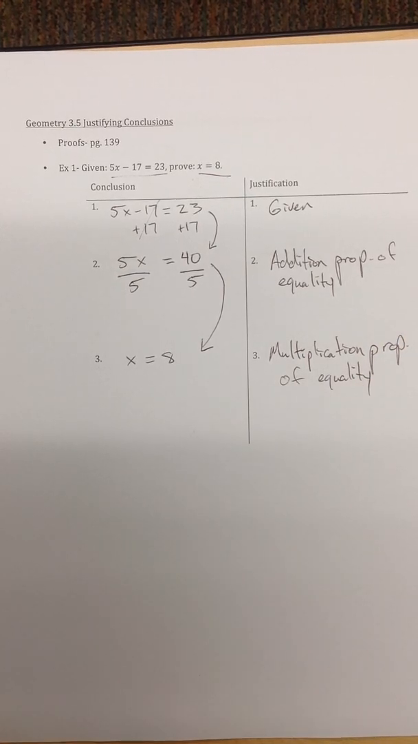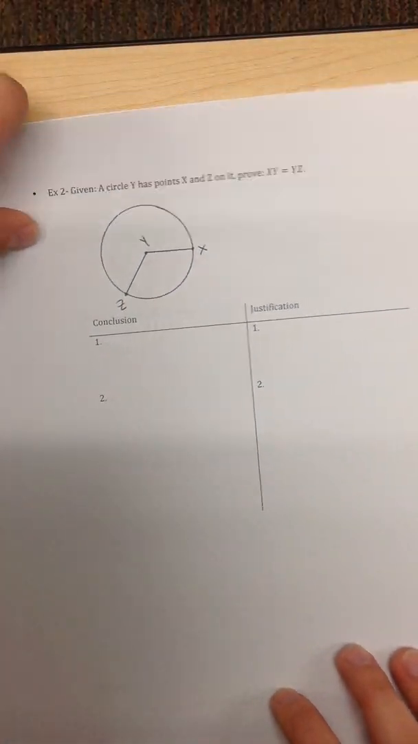Okay, so if we're adding the same thing to both sides or subtracting the same thing from both sides, that's the addition property of equality. If we are multiplying or dividing the same thing on both sides, that's multiplication property of equality. Okay, and that's all you would have to do for that one. So now we'll go to the next one here.